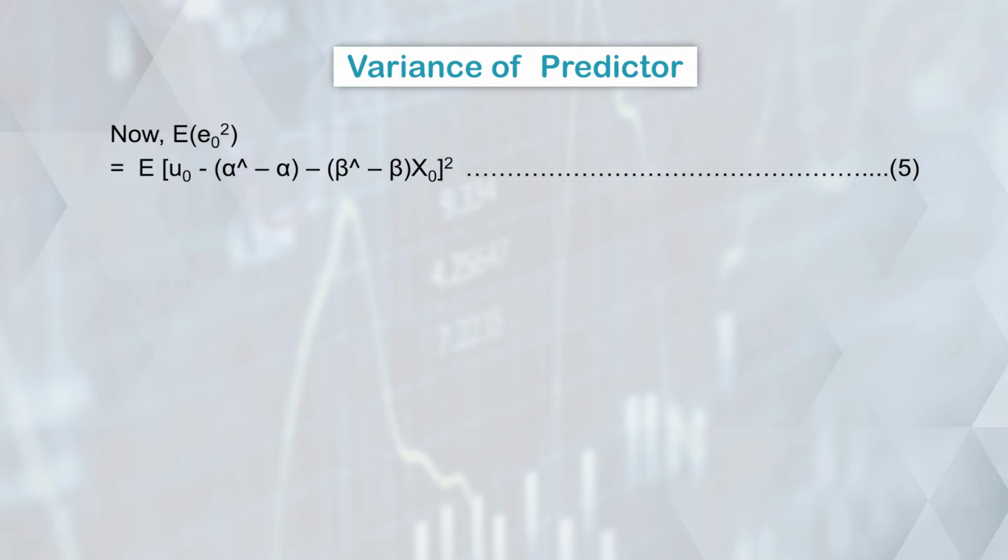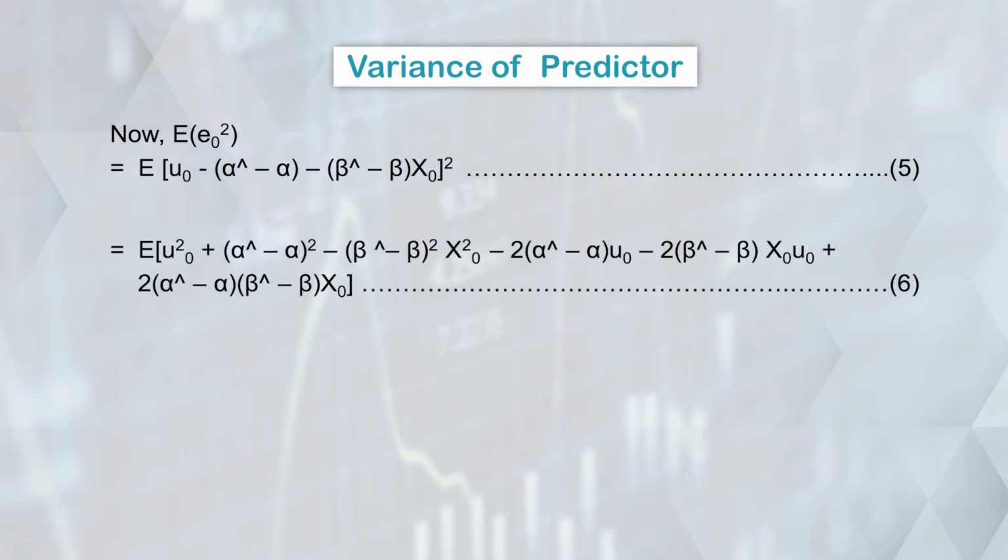When we look at this particular slide, we start with the expectation of E0 square. This is equal to the expectation of this expression, which is in square form. That's equation number 5, repeated from the last slide. And then we come to equation number 6. This equation number 6 is the squaring of each of the individual elements of step 5. That is, expectation outside the bracket, and we have u0 square as usual, plus alpha hat minus alpha whole square, minus beta hat minus beta whole square x0 square, as if we are doing a minus b minus c whole square.